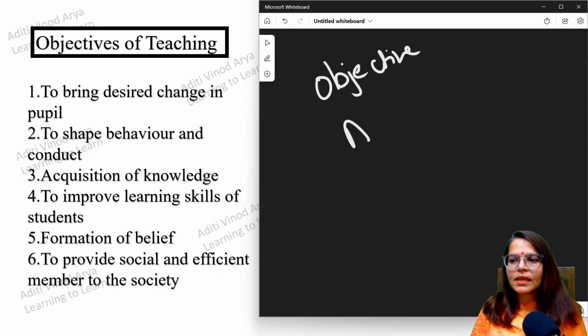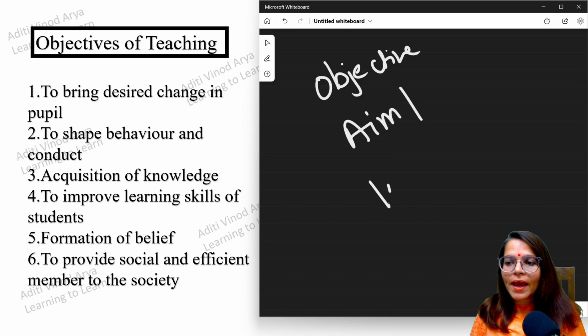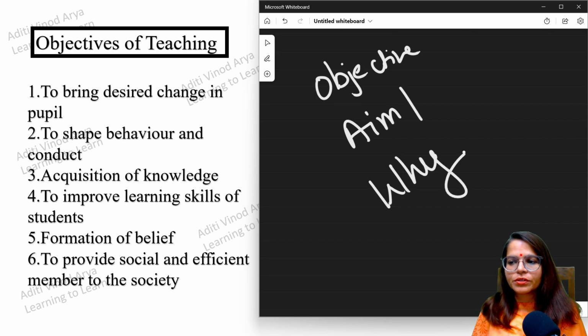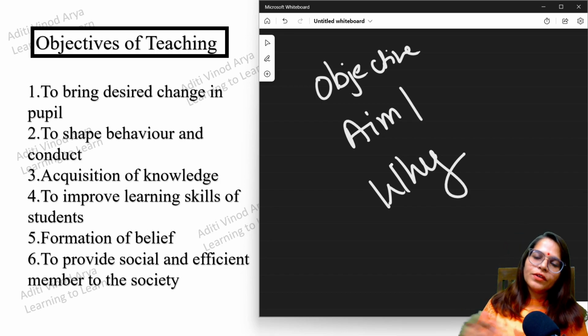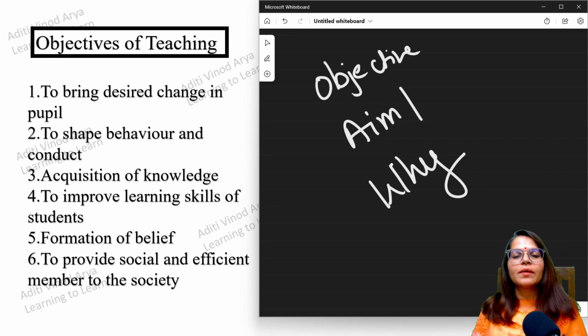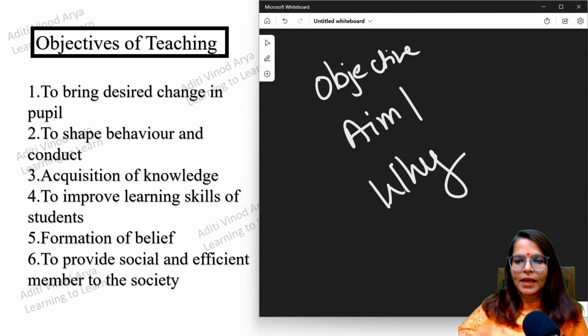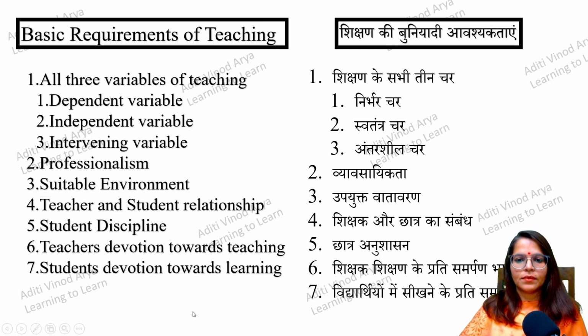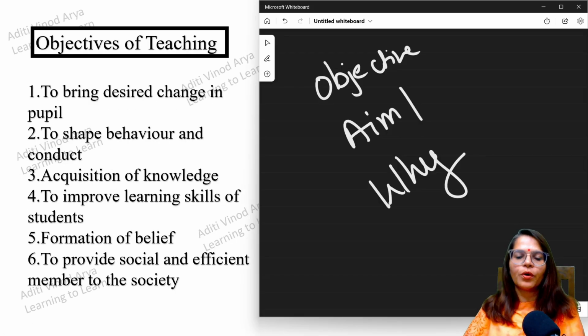hereby means aim, or else you can say why are we doing this teaching process, what is the reason, what is the need that we need to have teacher, we need to have student, we need to have this entire process, what is the aim, what is the end result. These are called the objectives of teaching. So objectives of teaching are these 6 points, which I'm going to explain one by one.